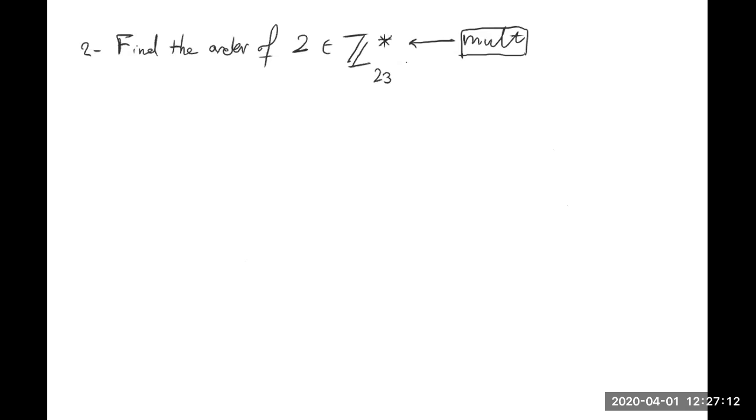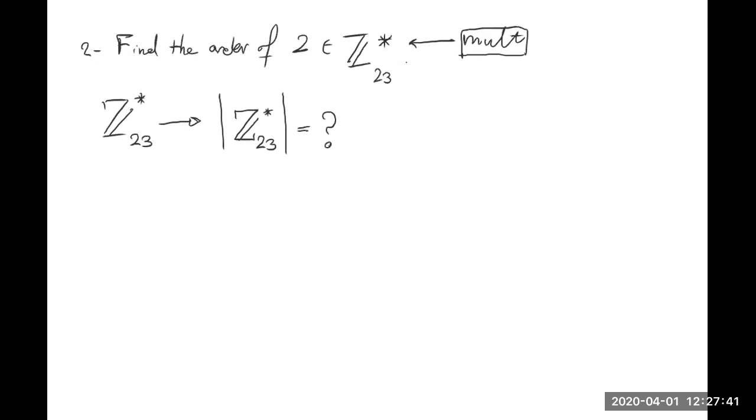Okay, so Z23 star, how many elements does this group have? We show it with this notation. It's not the absolute value of the group. It just means the number of elements this group has. What is it? Yeah, 22. That is correct.